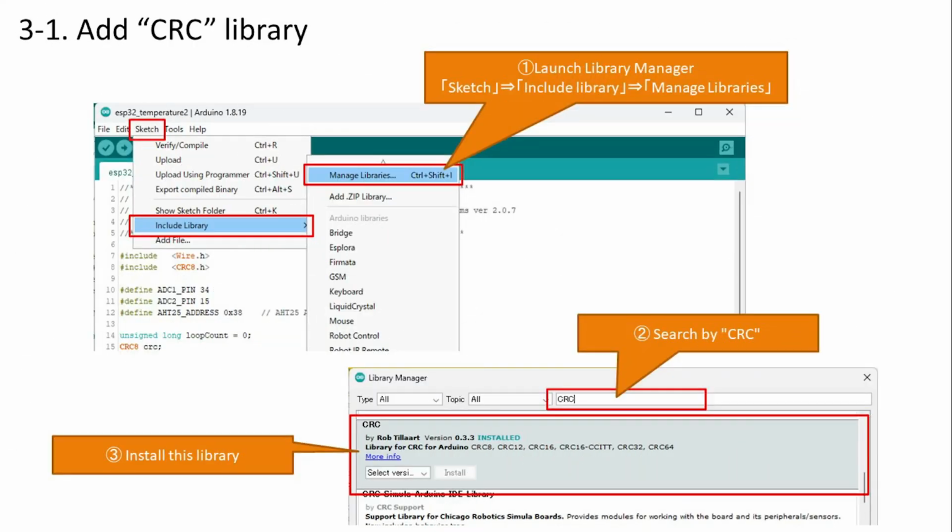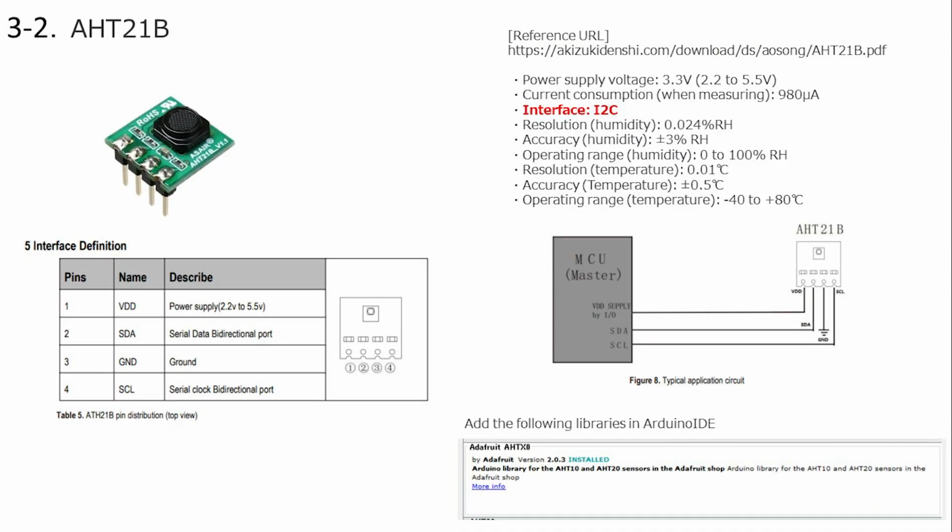Move on. For reference, check how to install the library. As shown here, start the library manager, search for CRC, and install the corresponding library. Move on. Regarding OT21B, it also acquires data by I2C. However, since the library is provided, we will use it. Install and program this library.